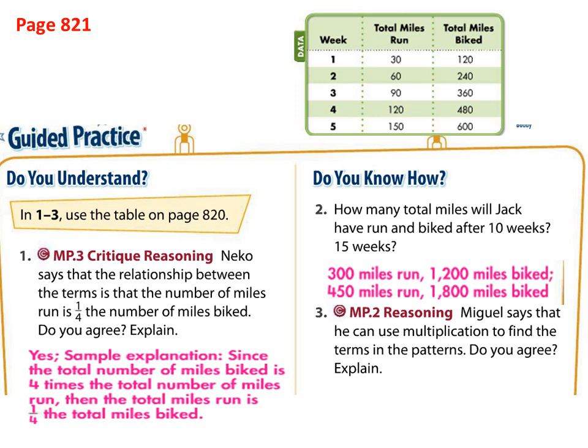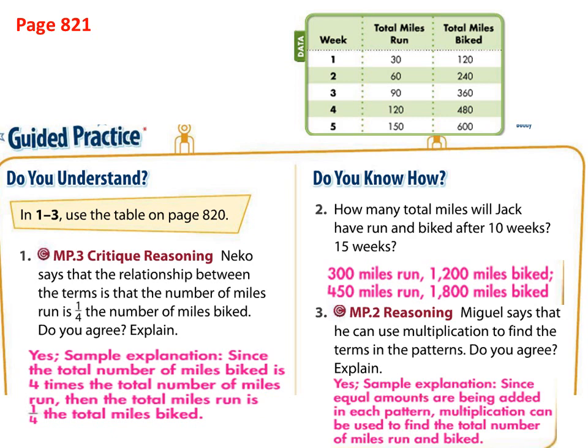Question 3. Miguel says that he can use multiplication to find the terms in the patterns. Do you agree? Explain. Of course, yes. We used multiplication, so yes. Simple answer. Why? Since equal amounts are being added in each pattern, multiplication can be used to find the total number of miles run and biked.